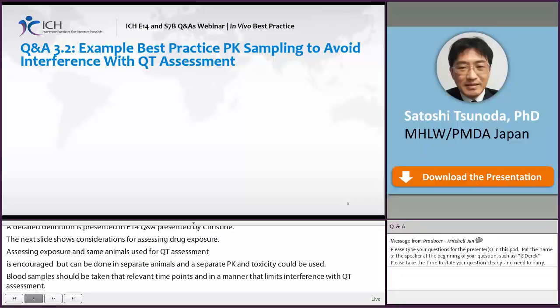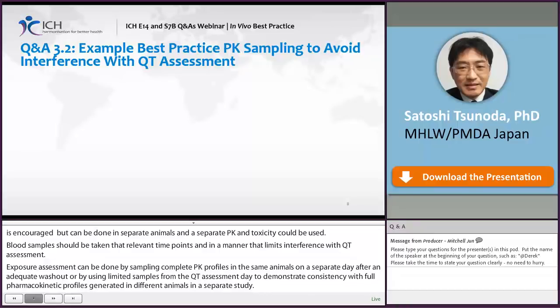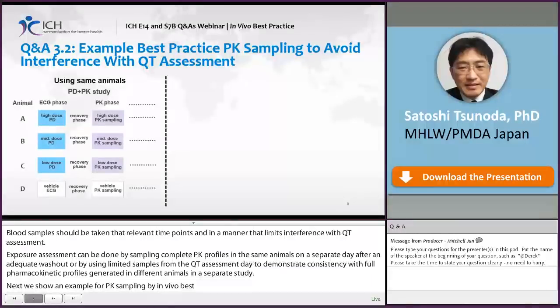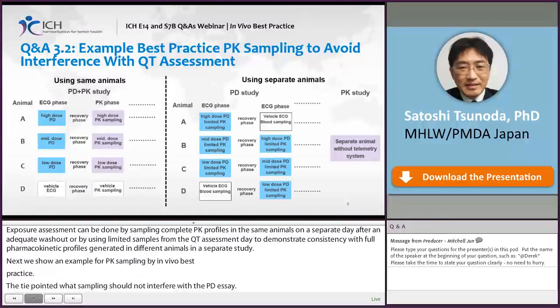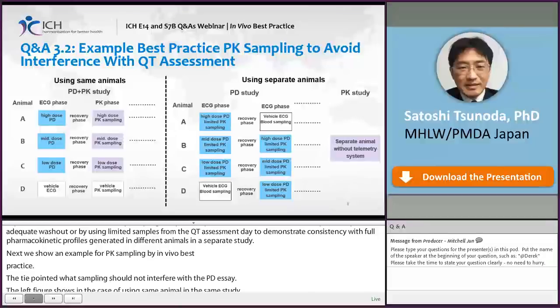Next slide shows an example for PK sampling by in vivo best practice. The time point in blood sampling should not interfere with the PD assay. Left figure shows the case of using the same animal in the same study. Right figure shows the case of using separate animals in the same study.